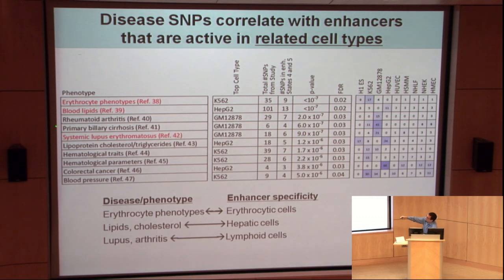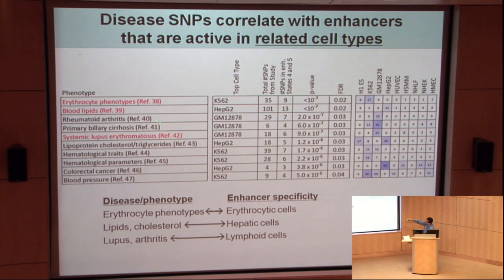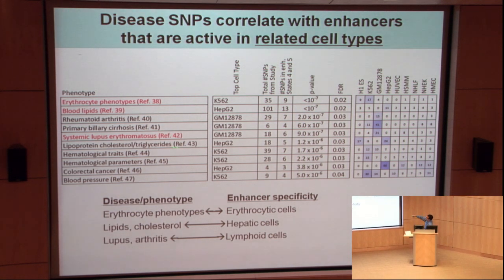SNPs associated with arthritis, cirrhosis, or with systemic lupus erythematosus, these are immune-related diseases. These SNPs are sitting in enhancers that are specifically active in the immune cells we studied. And again, you can see lipid diseases, lipid phenotypes, the SNPs are sitting in HepG2-specific enhancers.